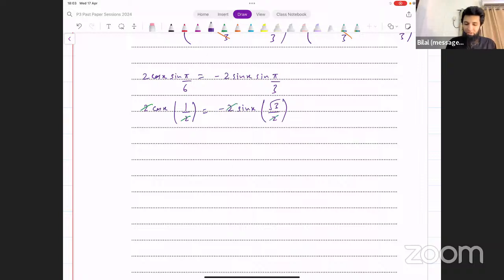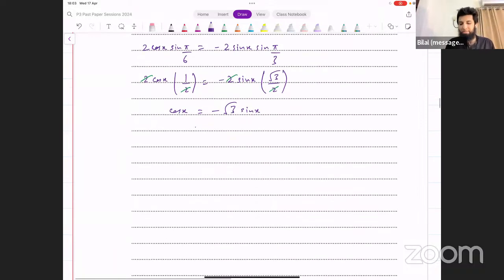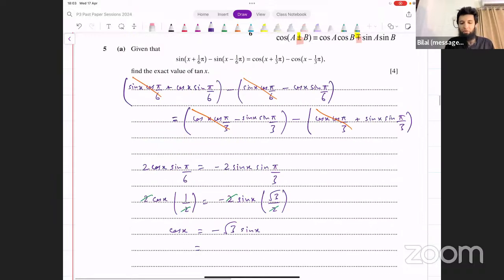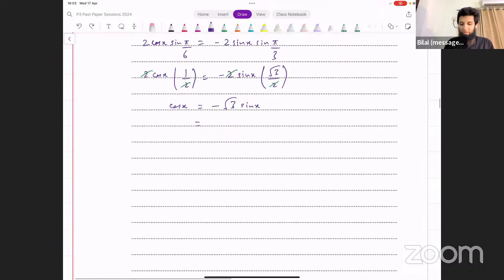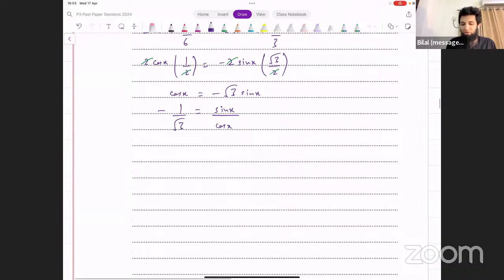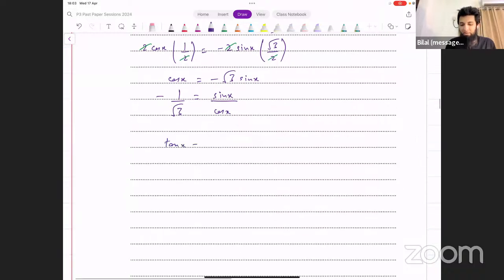What are we left with? Cos of x equals minus under root 3 into sine x. Now bring cos x to the right side. Remember, what are we looking for? We're looking for the value of tan x. So cos comes to the right, so that's we get sine x over cos x. Under root 3 goes to the other side and have minus 1 over under root 3. Tan x turns out to be minus 1 over under root 3, and that's your final result.